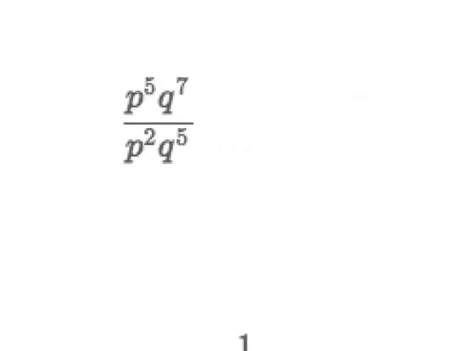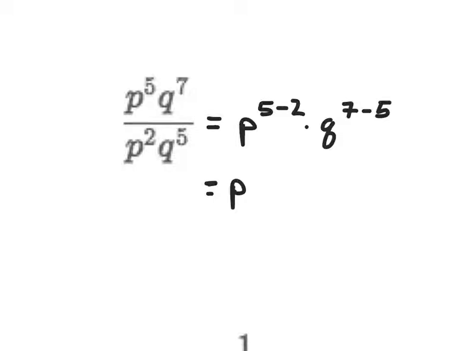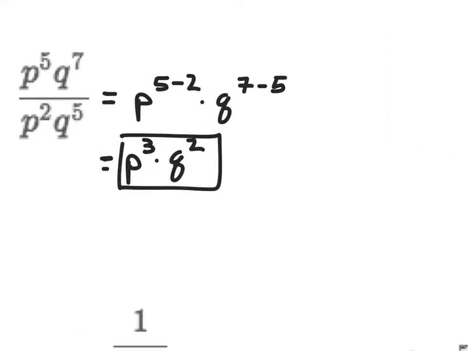On this one, let's do the p's first. So I look at the p's and I'm going to do p to the 5 minus 2 power times q to the 7 minus 5 power. And what that's going to give me then is just p to the third times q squared. And that's my answer, and that's what I need. That's it on that one.